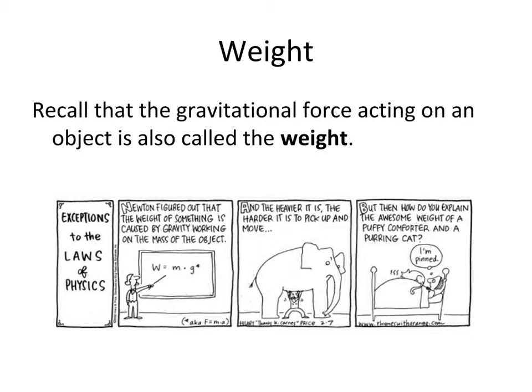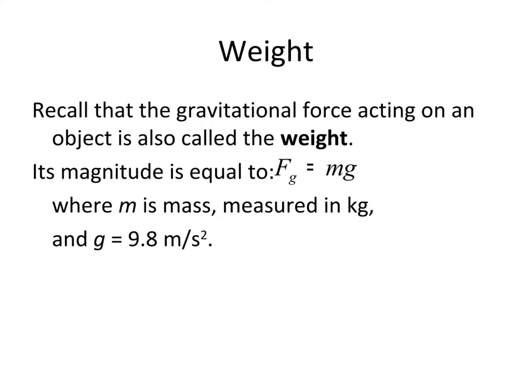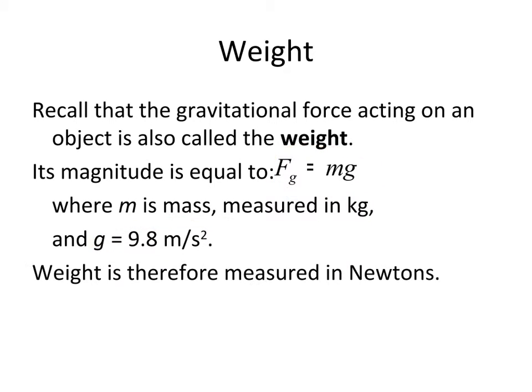So recall that the gravitational force acting on an object exerted by a planet or a planetoid, moon, etc., is also called the weight of the object. And we can calculate the magnitude of an object's weight using this formula. Fg is equal to the mass of the object in kilograms times g, the acceleration due to gravity in meters per second squared. And on Earth, that acceleration looks like this, 9.8 meters per second squared. Weight is therefore measured in newtons because it is a force.